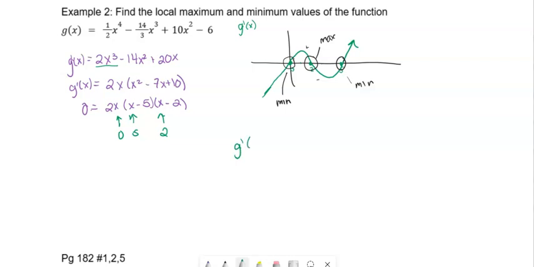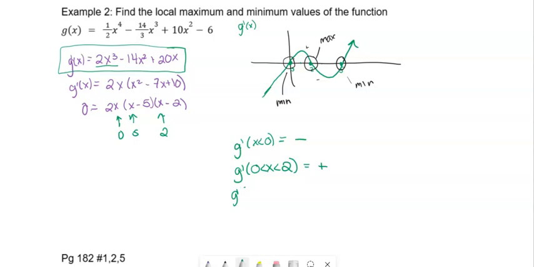So, the derivative g of x. If I put in a value less than 0, I'm going to get a negative outcome. If x is in between 0 and 2, so let's say I put 1 in there, then I'm going to get a positive outcome. And if x is in between 2 and 5, I will get a negative outcome. And if x is greater than 5, then I will get a positive outcome. And so these regions correspond to these areas on the graph.